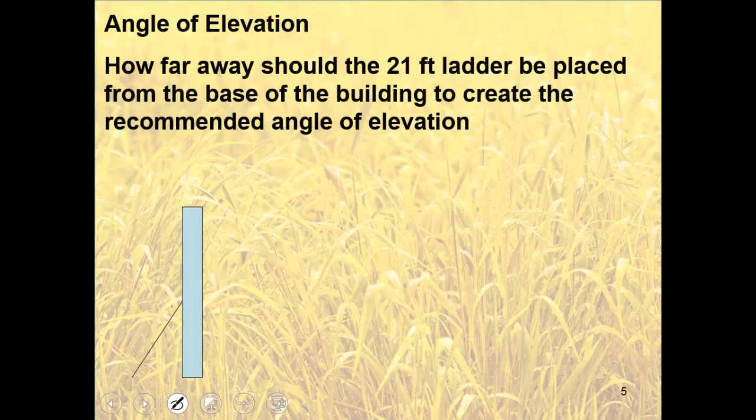All right, same kind of problem. We even use the same recommended angle of elevation. How far away should the 21-foot ladder be placed from the base of the building, which might be an even better question to ask to create this recommended angle of elevation, because it's going to be a whole lot easier to measure out from the building. So here's the side of our building. Here's our ladder. This is 75. This is 21.